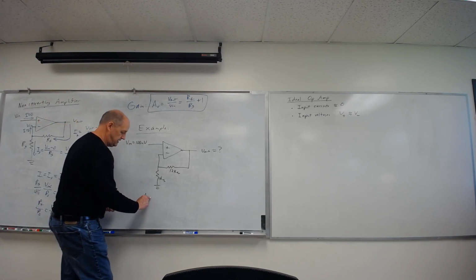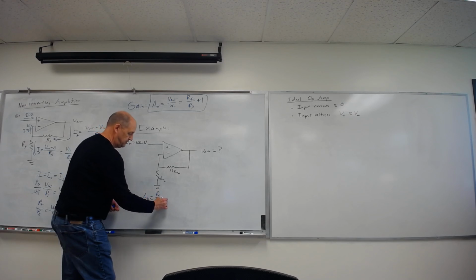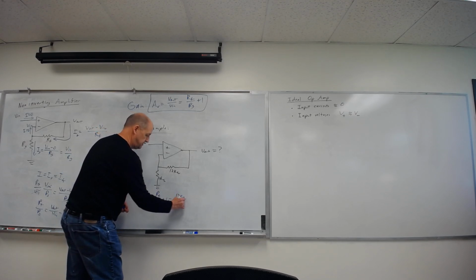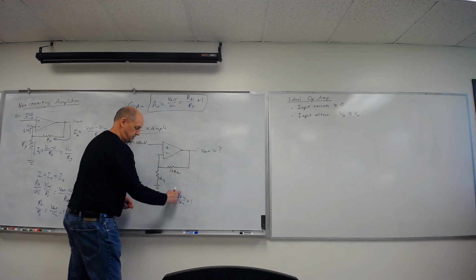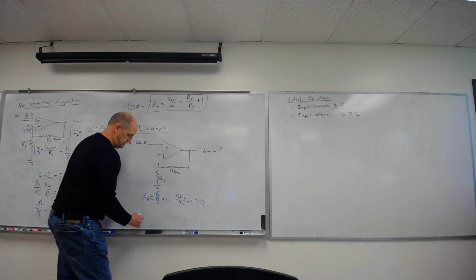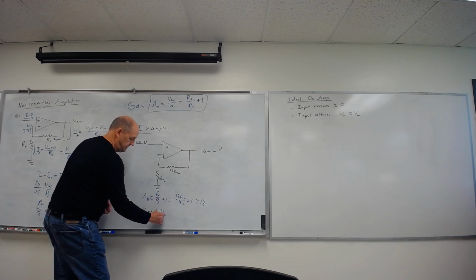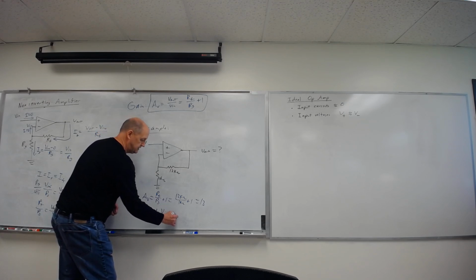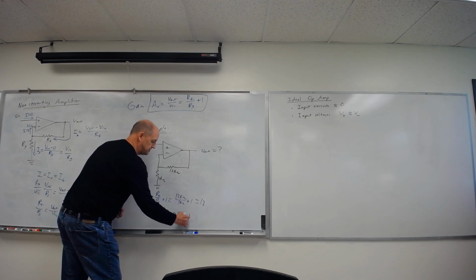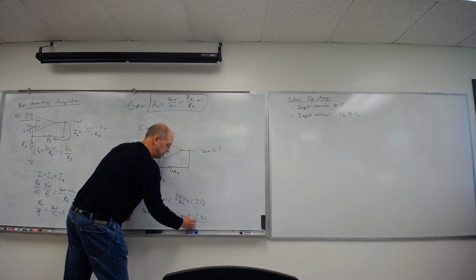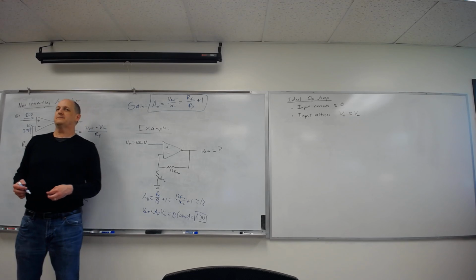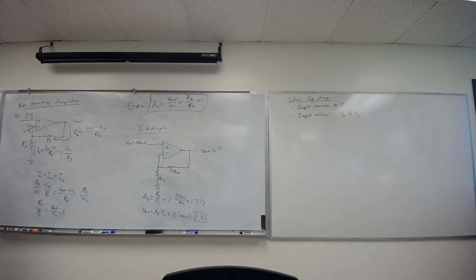Well, my gain is feedback over the ground plus 1, 12 kilo ohms over 1 kilo ohm plus 1. 12 plus 1 is 13. So V out is equal to the gain times Vin, which is 13 times 100 millivolts, or 1.3 volts. So my gain's actually a little bigger for the same resistors for the non-inverting circuit. Not much, just a little bit.